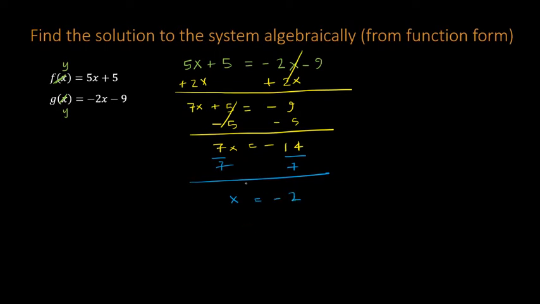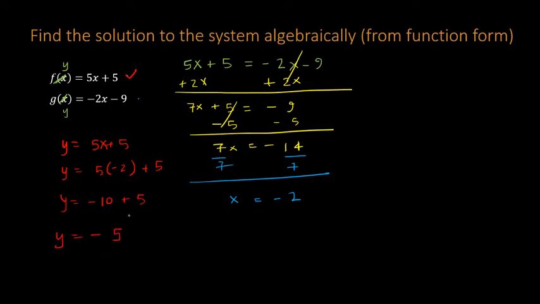So that's half of my answer. I can pick f of x or g of x. I can pick one of these functions or equations and plug in the x value to figure out what y is. I'll choose the top one. So I've got y equals 5x plus 5. I'm going to substitute in x, which is negative 2. So I get y equals negative 10 plus 5. So y equals negative 5.